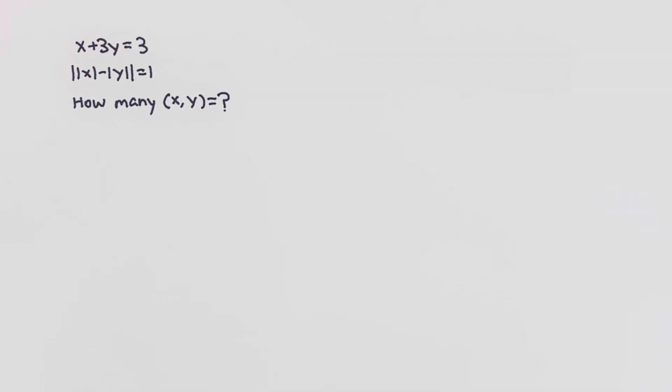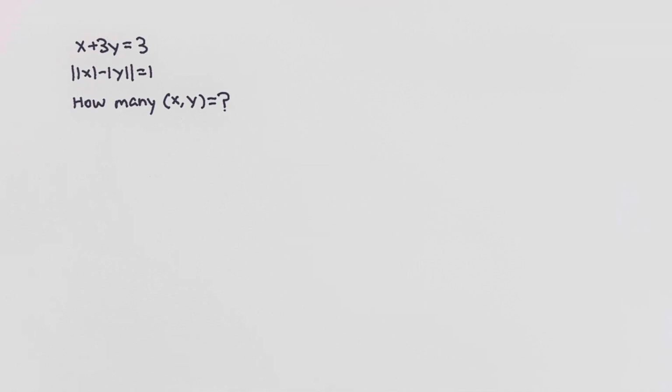In this problem, we have the 2018 AMC 10A problem 12. How many ordered pairs of real numbers (x, y) satisfy the following system of equations? x plus 3y equals 3, and the absolute value of x minus the absolute value of y equals 1.